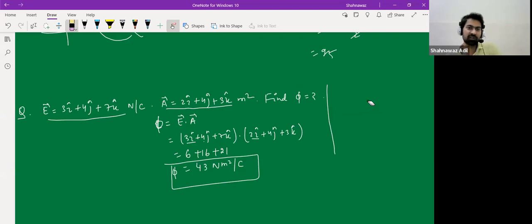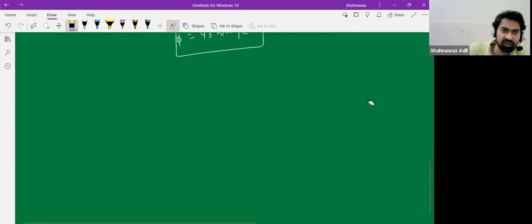So this is what I wanted to do in this class. The next topic would be Gauss law. I will talk about Gauss law in the next class, right? Before I do that, you guys just calculate the following.